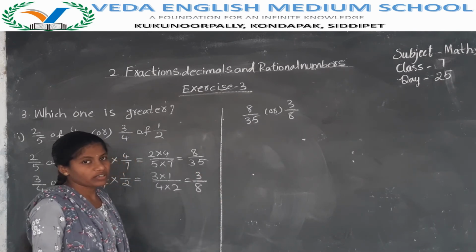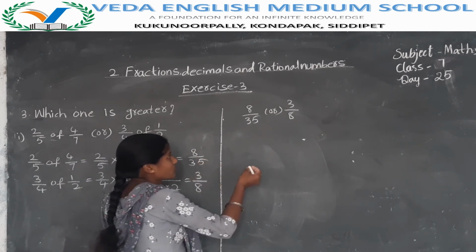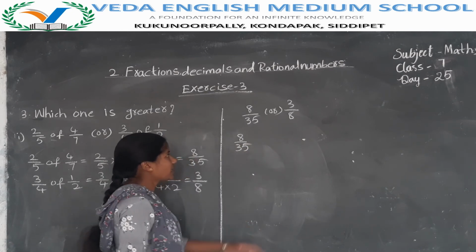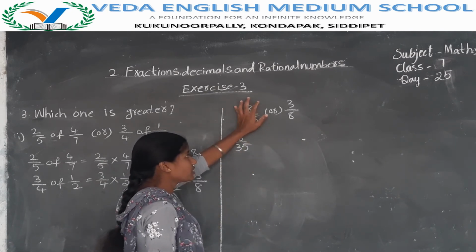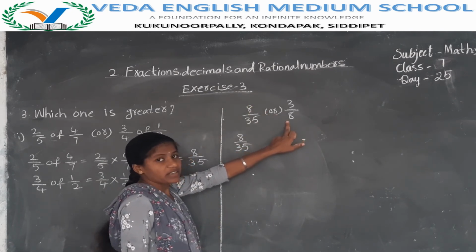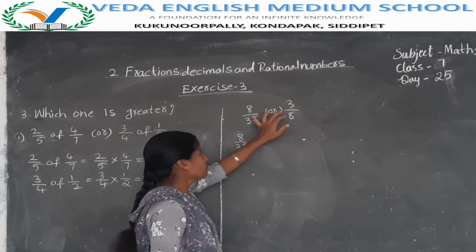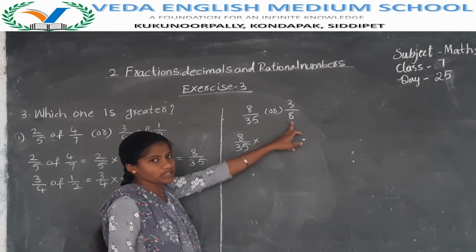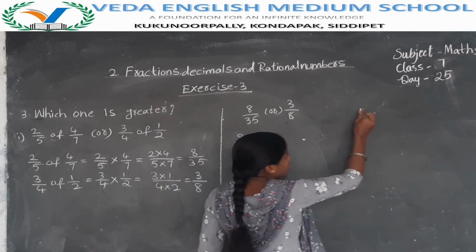Then we will go for which is the greater one, which is the smaller one. 8 by 35. Now simply multiply like this. Multiply the first fraction with the second fraction denominator. Multiply the second fraction with the first fraction denominator. Instead of that, we can take the LCM for both the denominators also. If you want to take, then we will take like that also.